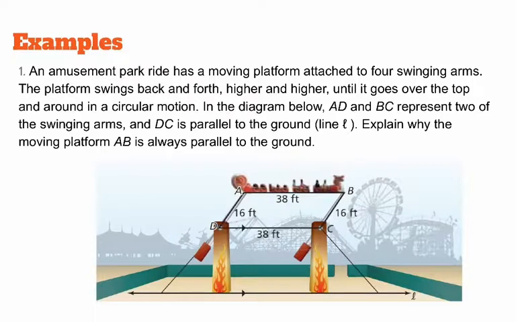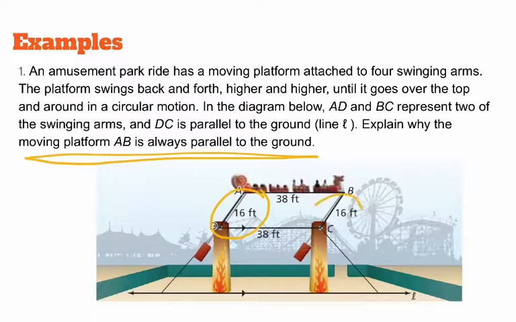Now, this question asks, explain why the moving platform AB is always parallel to the ground. Well, no matter what, wherever this is at, the opposite sides are 16, these opposite sides are 38, so they're congruent. So no matter if it's way stretched out like this, they're still going to be parallel because the opposite sides are congruent. So it's that converse that we just talked about, that theorem.